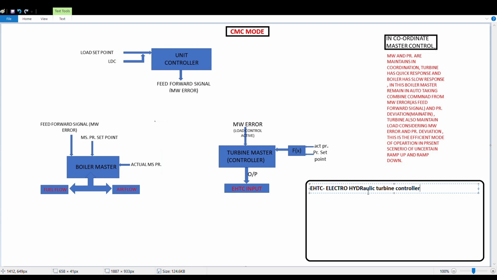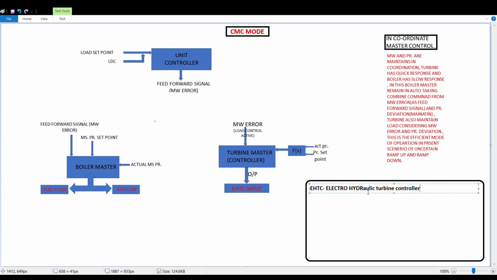There are two types of controller, the hydraulic and the electro-hydraulic. You can understand that both are oil operated, but the hydraulic is manual. You can't control it electrically. But the electro-hydraulic can be controlled electrically through pulses, electrical signals.